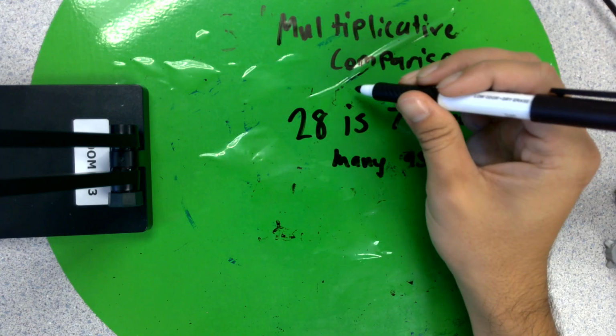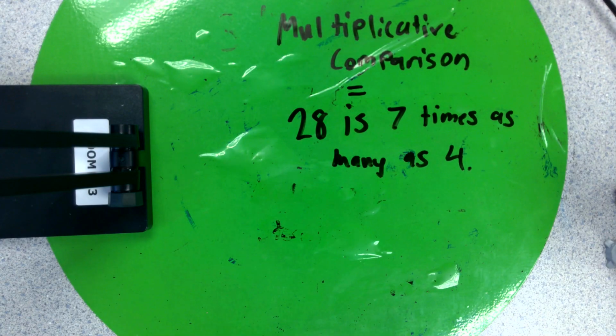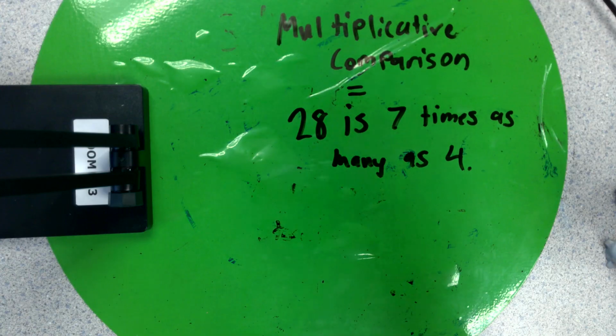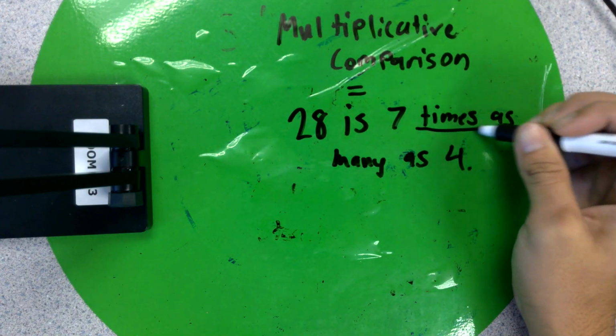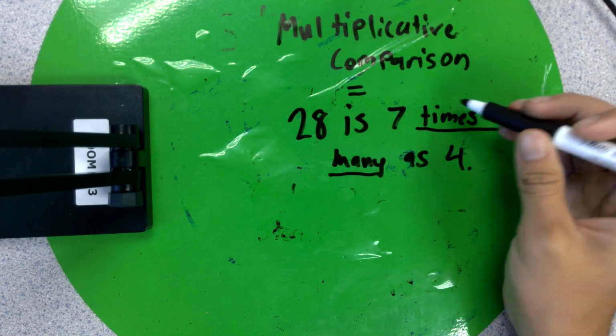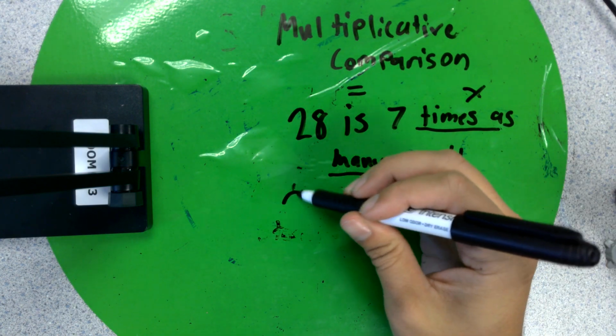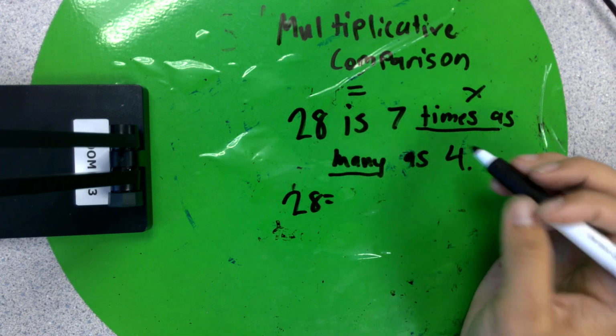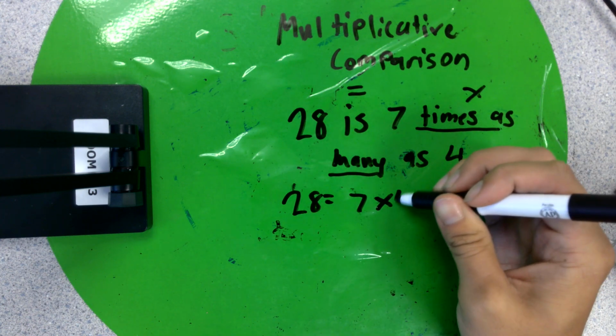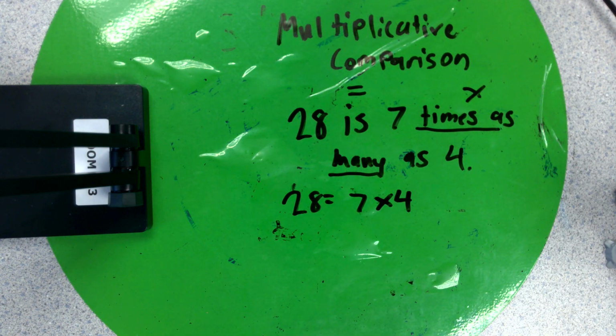This word is a keyword, and something we've gone over in class is when we see that word is, that means equal. And when we see times as many, that's a keyword as well for multiplication. So when we say 28 is 7 times as many as 4, what we're saying is 28 is equal to 7 times 4.